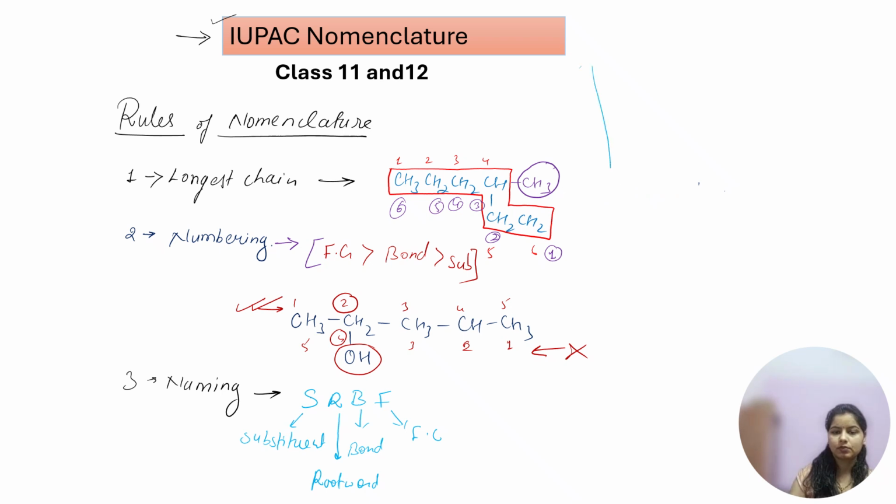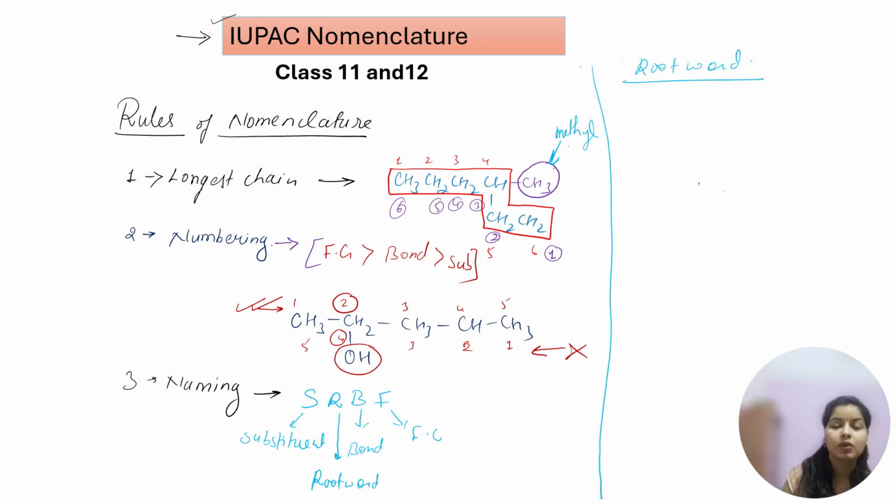So let me write it here. Substituent is whatever thing is connected with the chain. For example, in this example, this methyl group, methyl, is the substituent. So anything that is connected to the main chain is acting as a substituent if it is not the functional group. I will tell you in detail what the functional groups and substituents are in the next lecture. But here you try to understand. First of all, substituent is clear, right? Second is root word. What is root word?